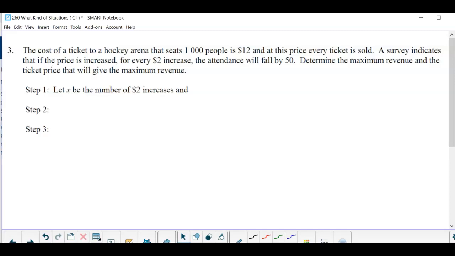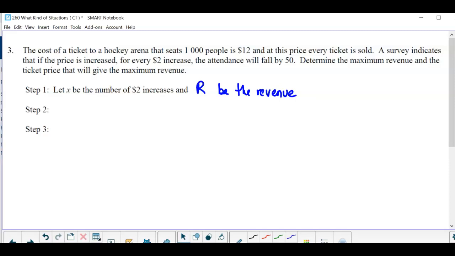Determine the maximum revenue and the ticket price that will give the maximum revenue. So maximum revenue means the most money coming in. So we've kind of helped you out here. It says let X be the number of $2 increases, okay? And then in this case, we are trying to maximize R, the revenue, R for revenue, okay?